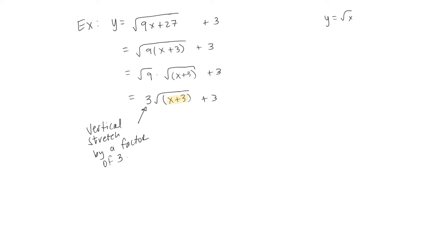If I add a number, then that would be a shift to the left. Okay, and then finally I have this +3, and that is adding something at the end. I think of that like adding on to the output. And so what that does is it is a vertical shift up 3 units.